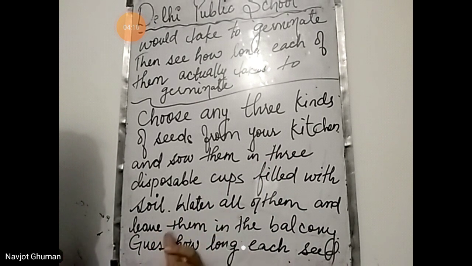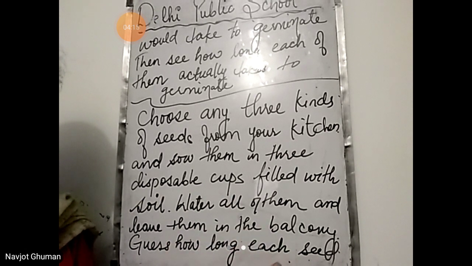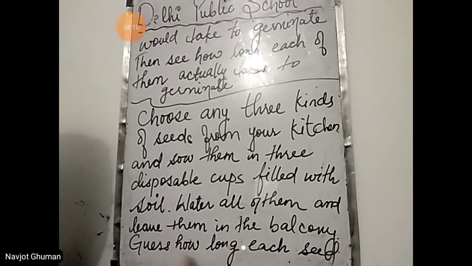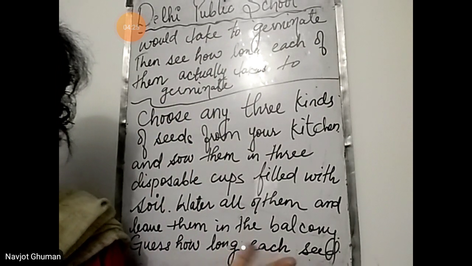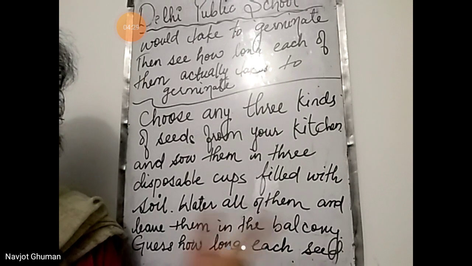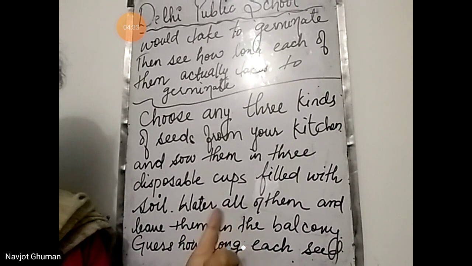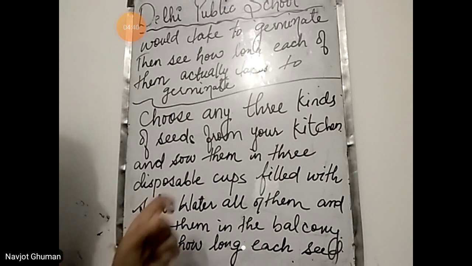Water all of them and leave them in the balcony. Water them daily and leave them in the balcony or in the outside area of your house. Guess how long each seed would take to germinate. Then see how many days each of them is taking to germinate. कितने दिन में कौन सा सीड वो germinate हो रहा है. Germination means उसमें से जो seedlings निकल रही हैं. I'll show you what is germination in the next lecture, the germinated seeds of grams.